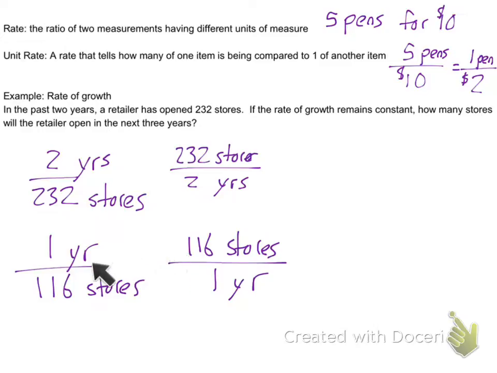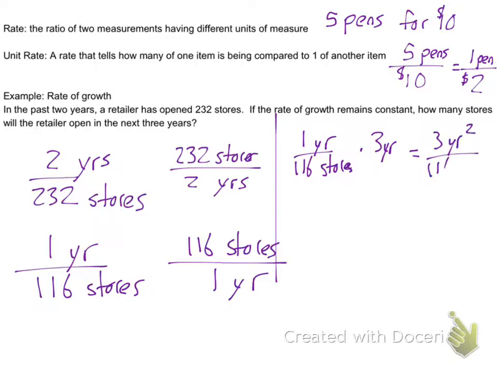Remember, when you multiply with units, if there's one on top and one on bottom, the like units will cancel. So, nobody's giving me answers. Here we go. I am going to multiply 1 year over 116 stores times 3 years. What does this equal? Parker? 348 stores? No, it's not. This one will give me 3 years squared over 116 stores.